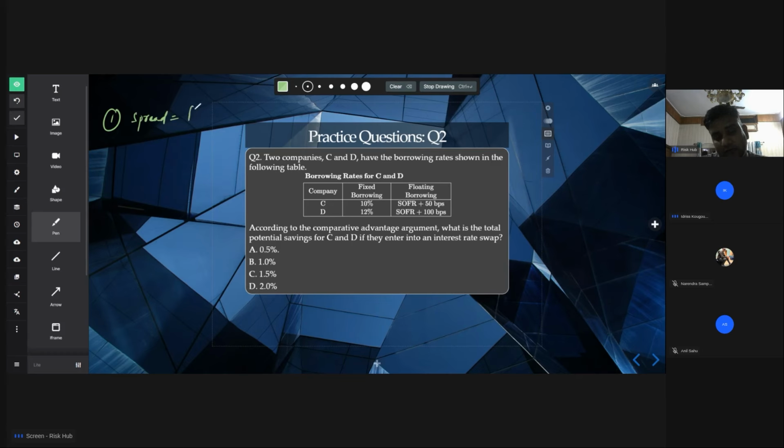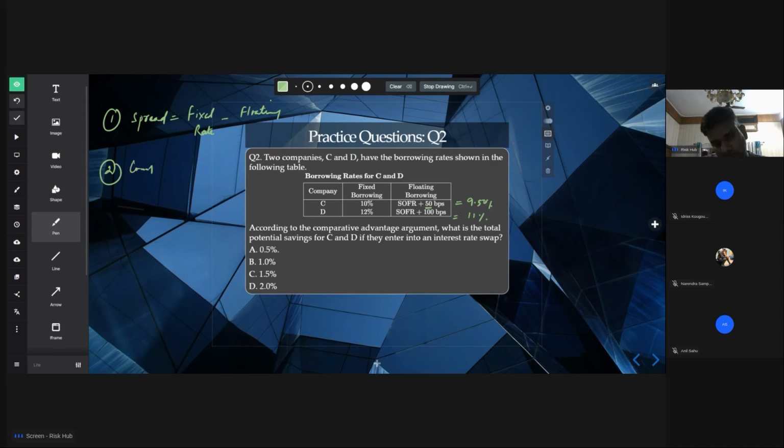First spread is your fixed rate minus your floating borrowing. So this is 10% and SOFR plus 50 bips. So 10% minus 50 bips, guys. Don't take SOFR. 10% minus 50 bips. So this came out as 9.50%. And then the below one came out 12 minus 1, which is 11.